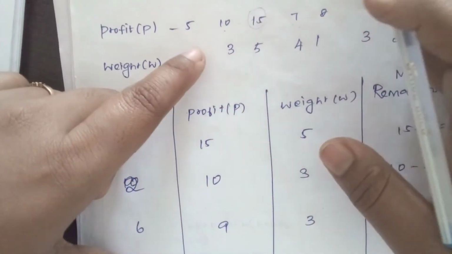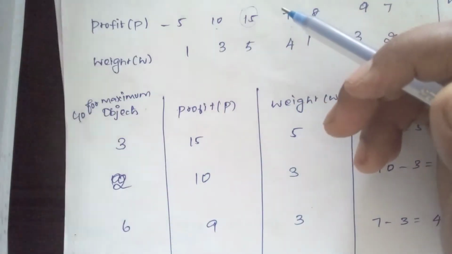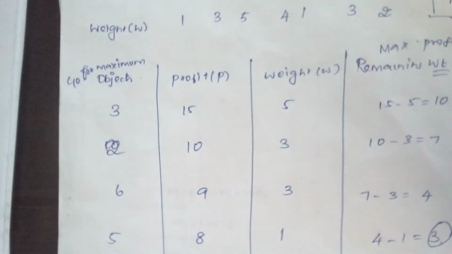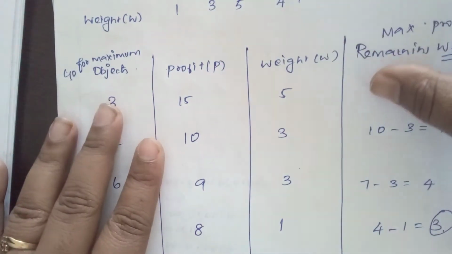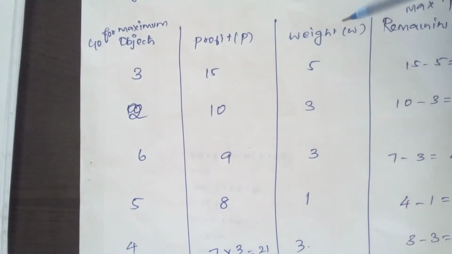I will tell you how it will be represented here. First I am going with the profit in maximum order. Choosing the maximum profit first, and then we see the weight.